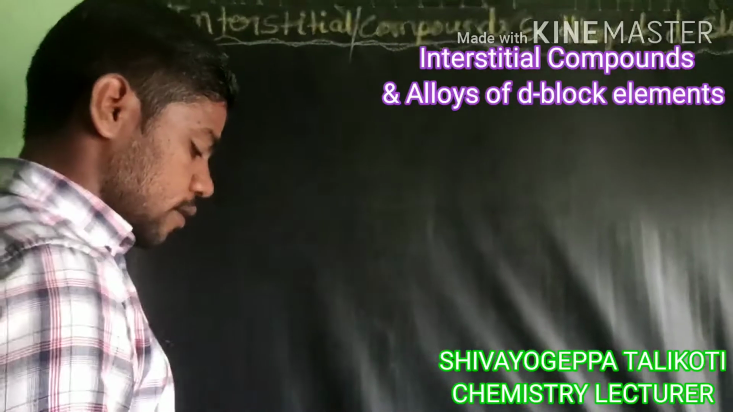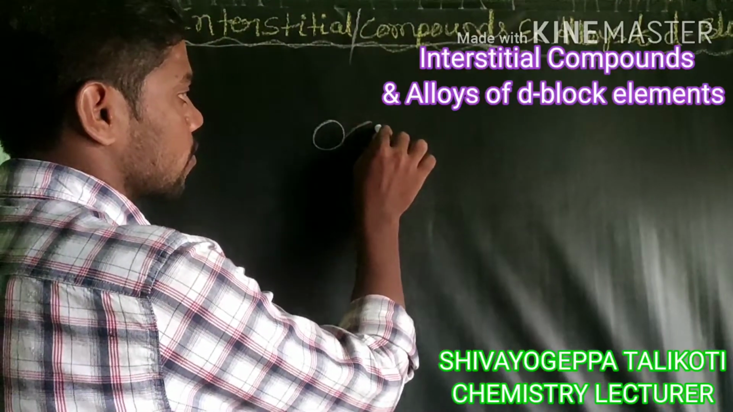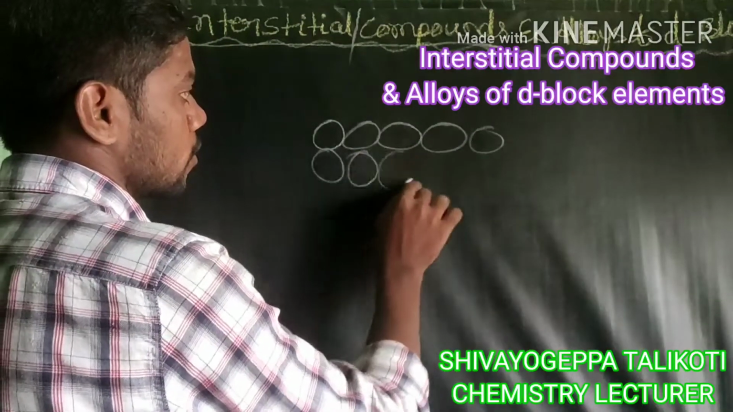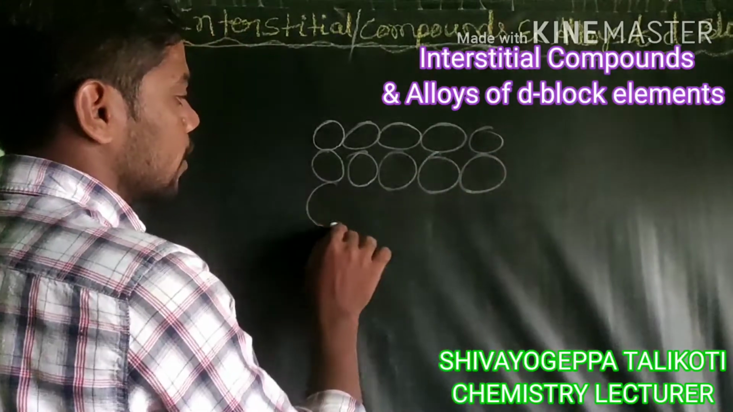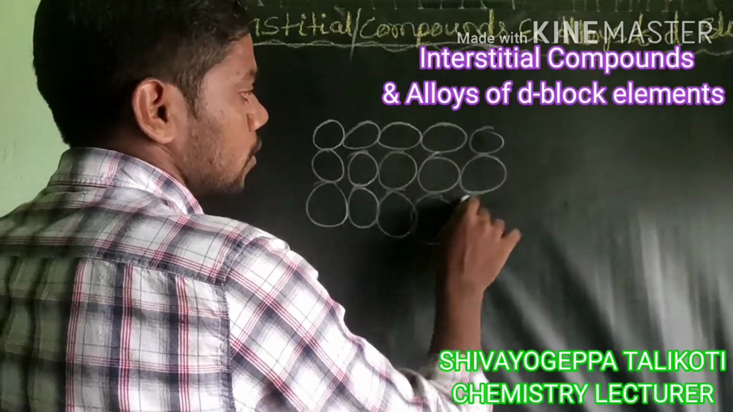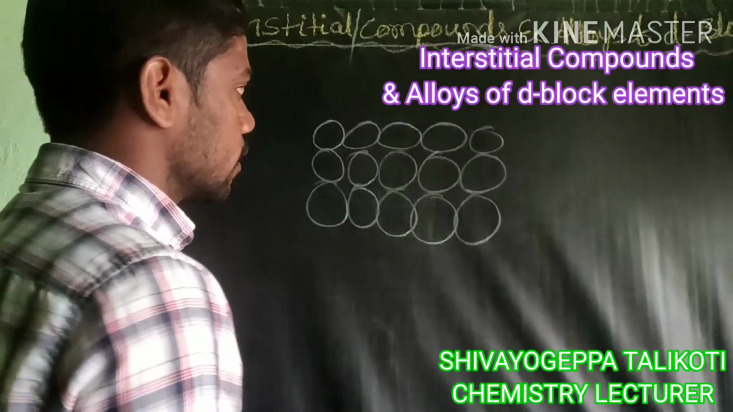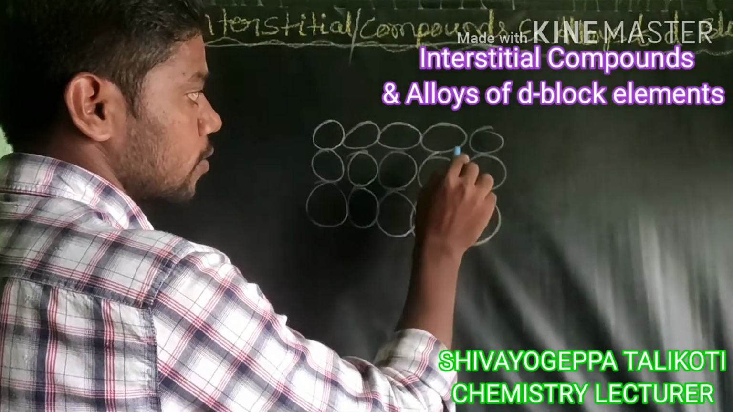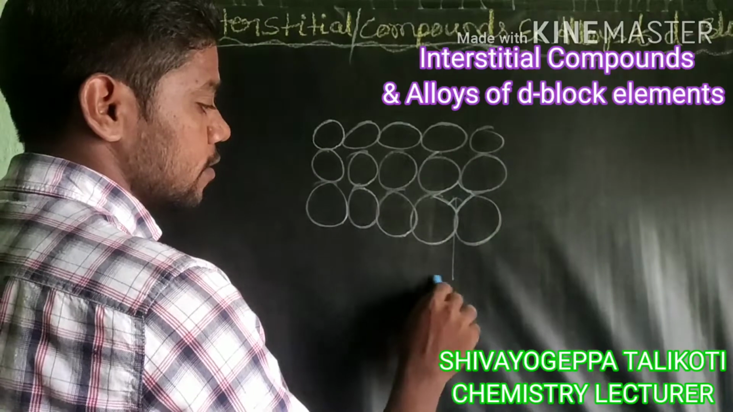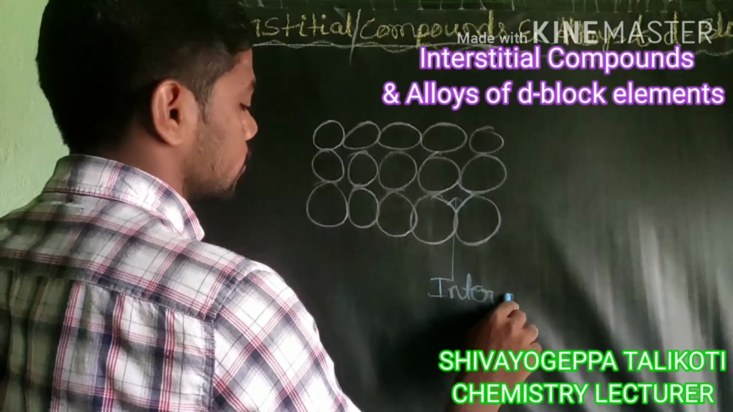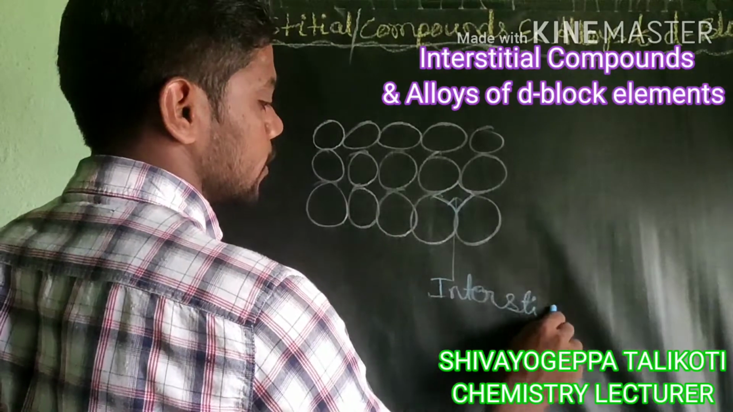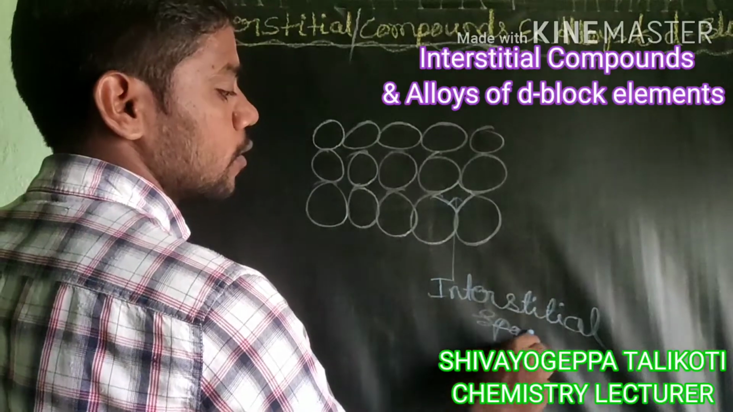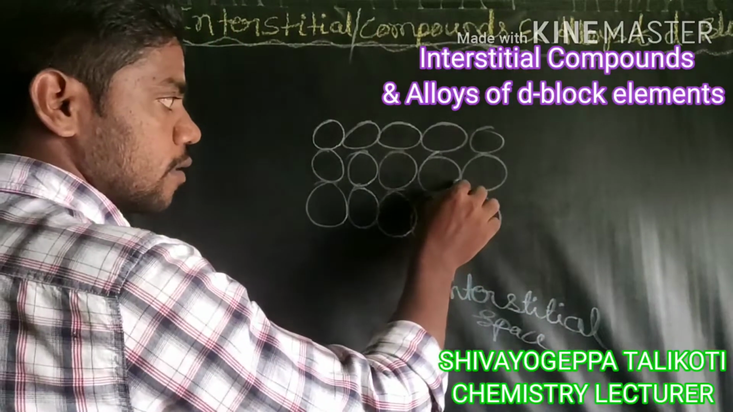You see here, for example, these are the D block atoms. Here they are D block atoms, and you see the space between the atoms. This space is called the interstitial space. The space is called interstitial space.